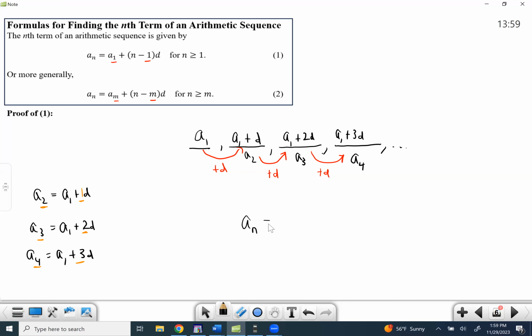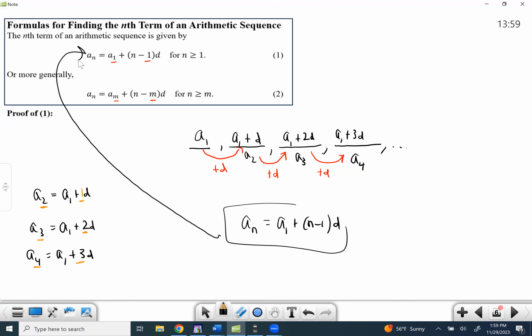So what that means is if we were to try and generalize this and find, let's say, the nth term, well, we know it's going to be a sub 1 plus, because they're all a sub 1 pluses, okay? We just have to figure out how many times we're going to add the d to it. Well, you can see from what I've highlighted in orange, it should be 1 less than the number over here. Well, 1 less than n is n minus 1. And that is the formula that you see given right here.